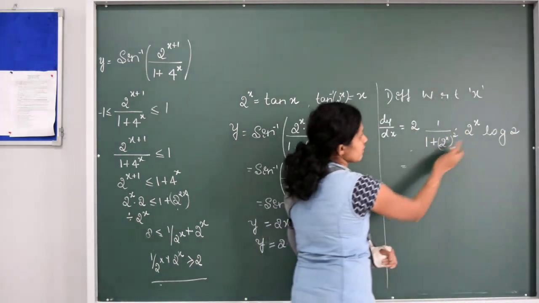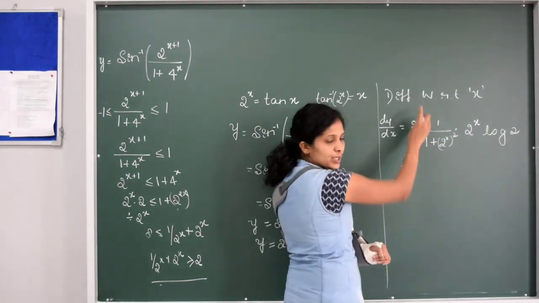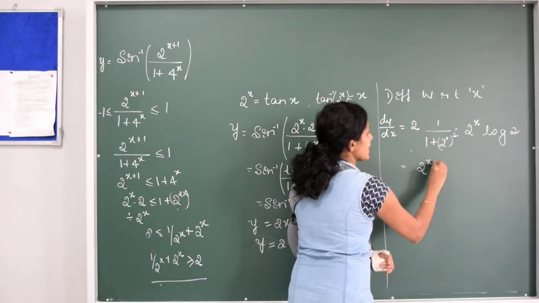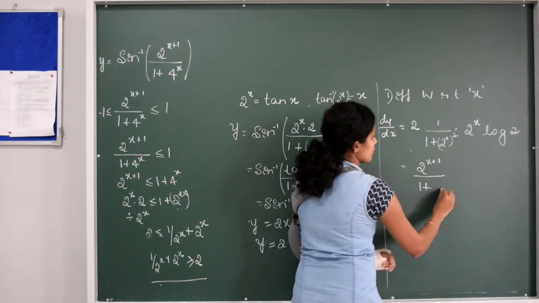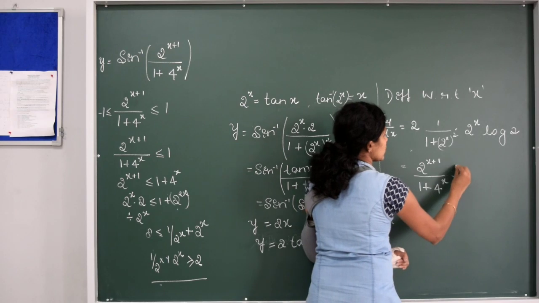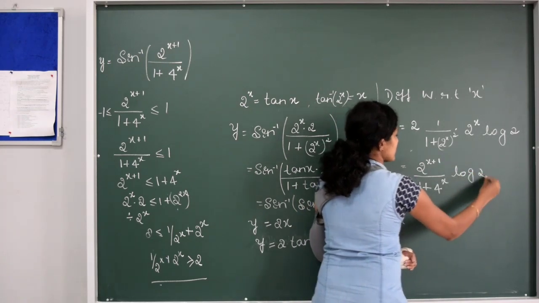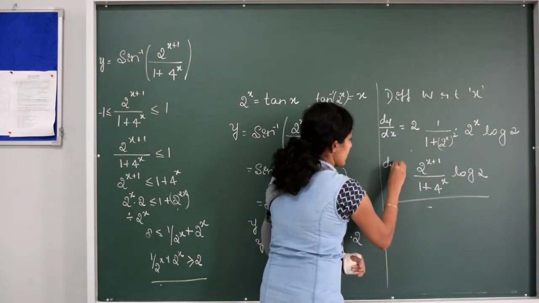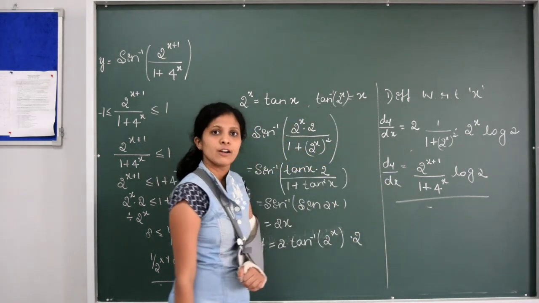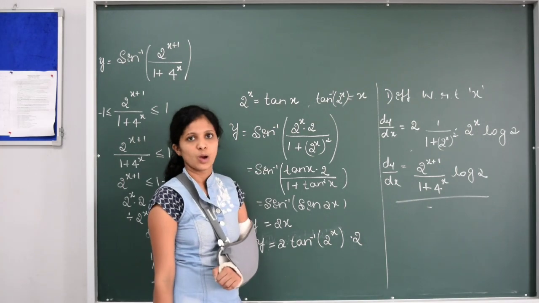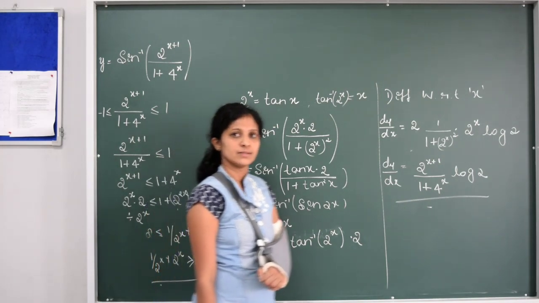So this is equal. Now we can simplify 2 to the power x and 2 to the power 1. So it will be 2 to the power x plus 1 divided by 1 plus, this is now 2 square to the power x, will be written as 4 to the power x, into log 2. So clear? The derivative of this function, dy by dx, is equal to 2 to the power x plus 1 divided by 1 plus 4 to the power x, into log 2. I hope you understood this one.